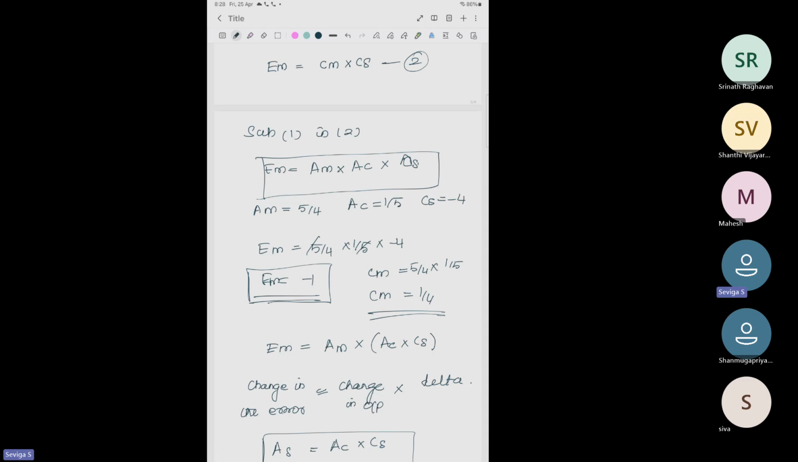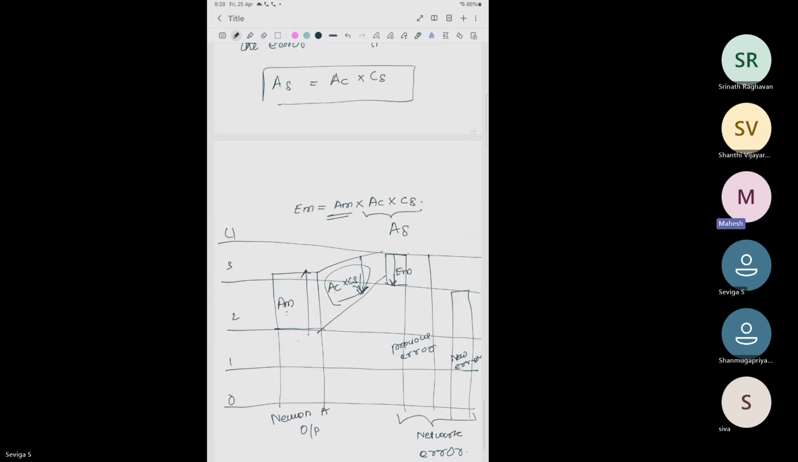If you look at here carefully, is it clear or confusing? If I correlate with the picture, you are able to connect. Considering the change in output, considering AC into C delta as an overall delta. The change in error is equal to the change in the output, and this is the overall delta.